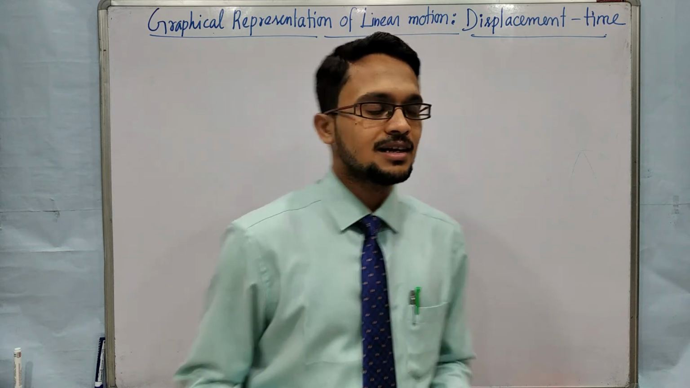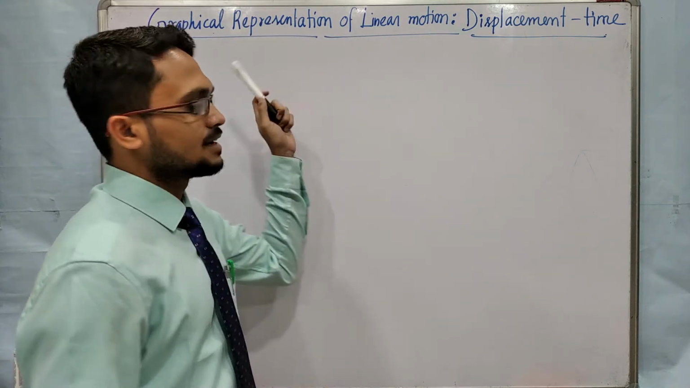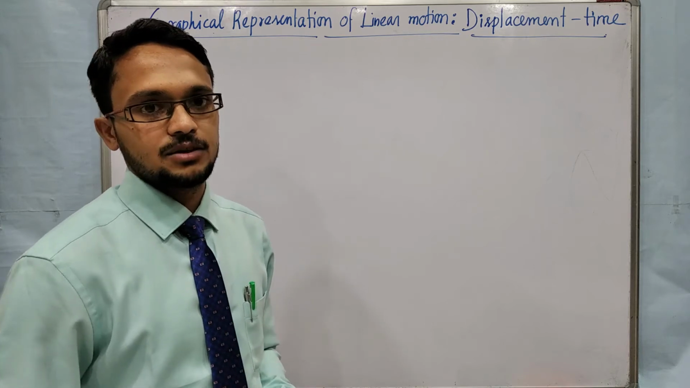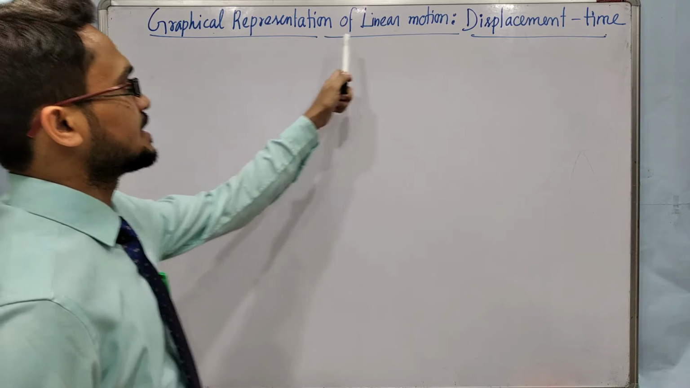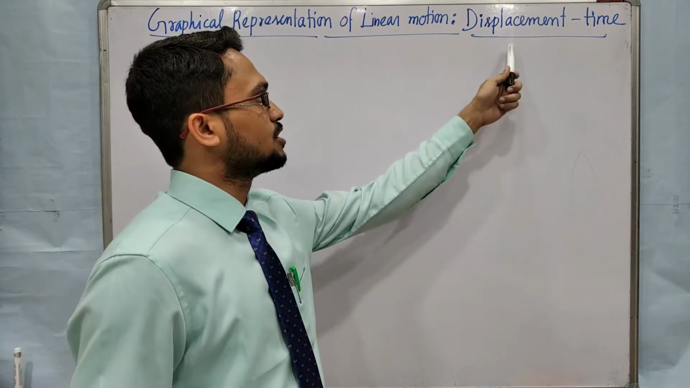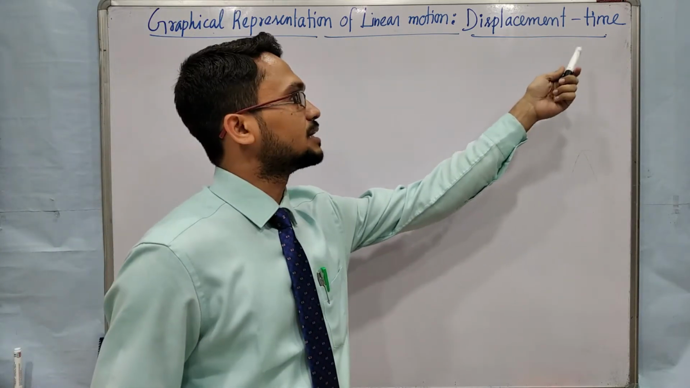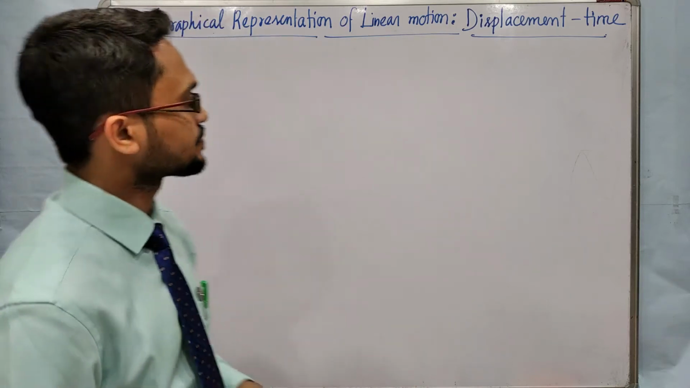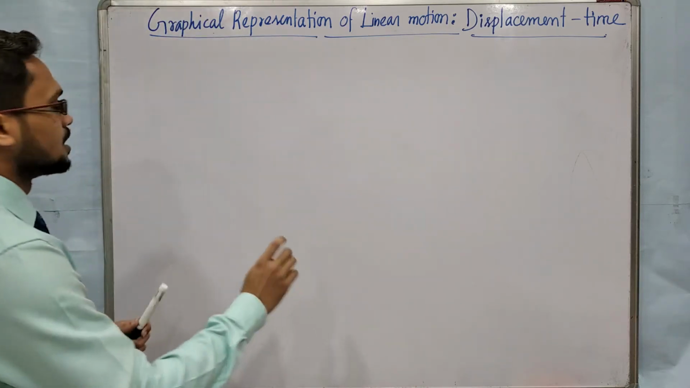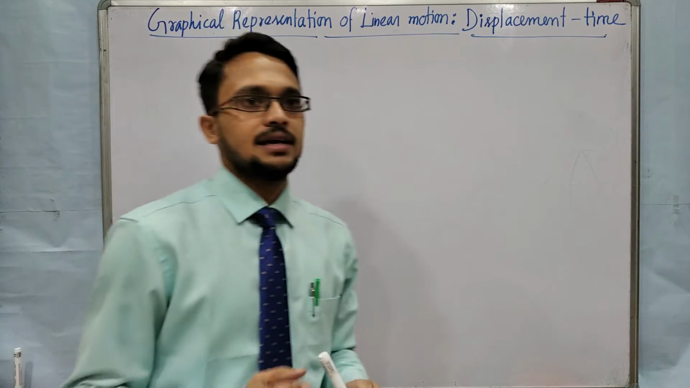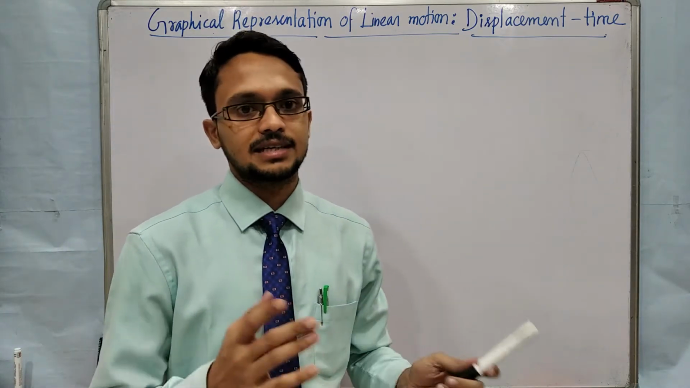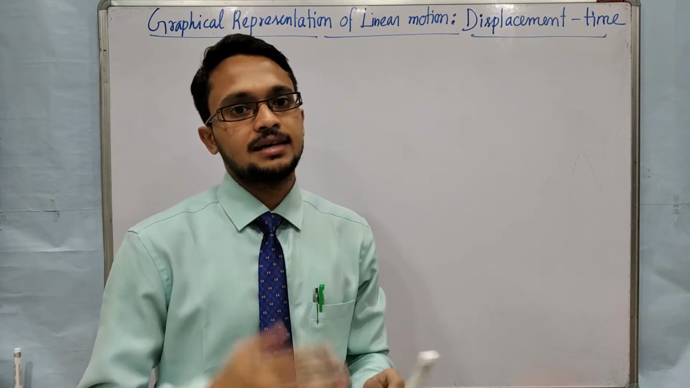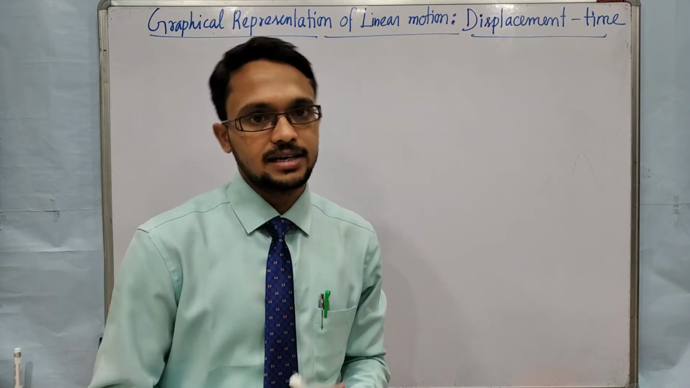Hello students. So this is our next part of chapter 2, that is motion in one dimension. Graphical representation of linear motion. Today we will do only this part, displacement versus time graph. Motion in one dimension means any object moves along a straight line. This kind of motion is also known as linear motion or rectilinear motion.